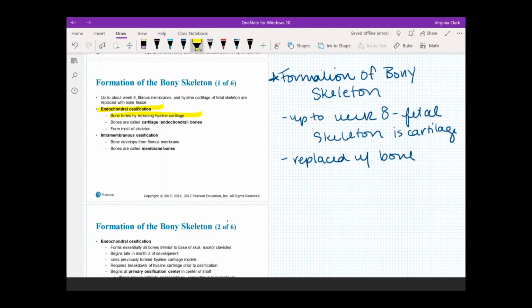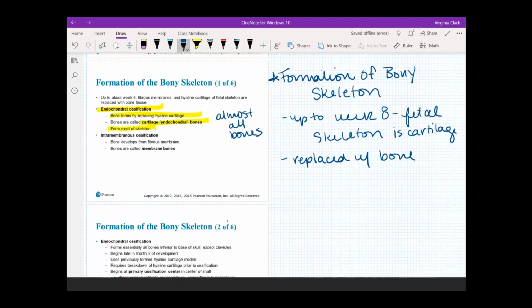When this happens, the bones are going to be called something a little different: cartilage endochondral bones, because it's a mixture of the two tissues. This is going to occur for most of the skeleton. Almost all your bones will go through this endochondral ossification.